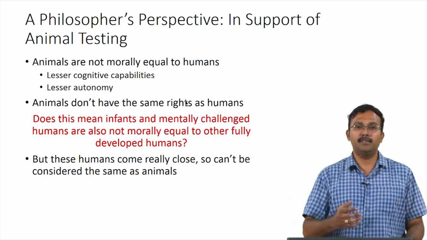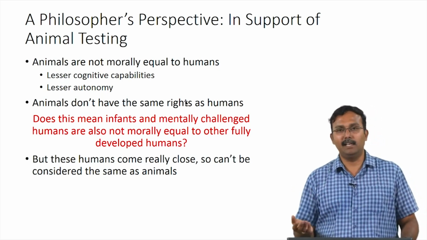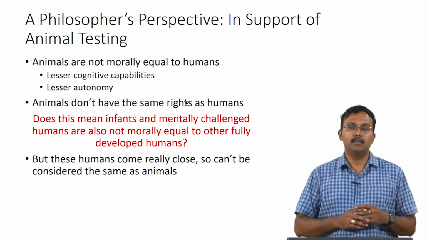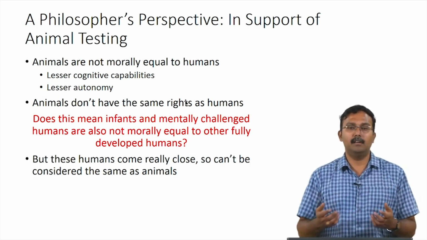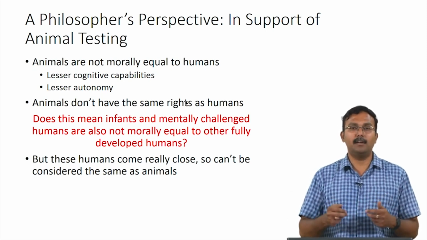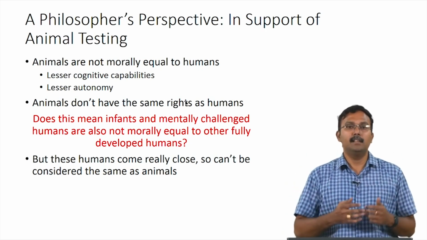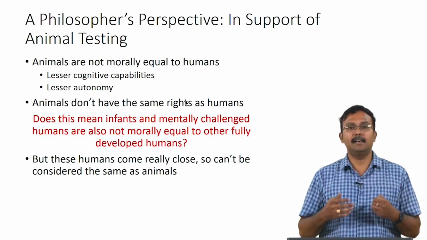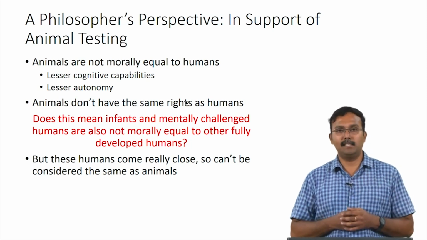From a philosopher's perspective, you can say that animals, because they are not morally equal to humans, do not have the same rights as humans. The reason for saying animals have lesser moral value than humans is they have lesser cognitive abilities, which means they do not actually understand, or they are not independently thinking beings. They also have lesser autonomy compared to humans. All these reasons give us a reason to say that animals do not have the same rights as humans.